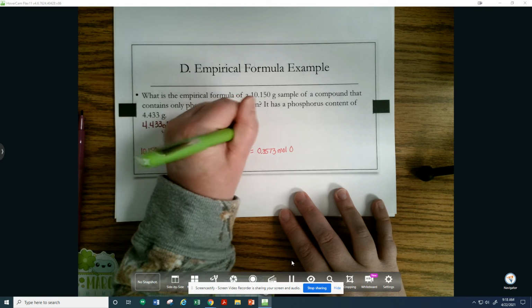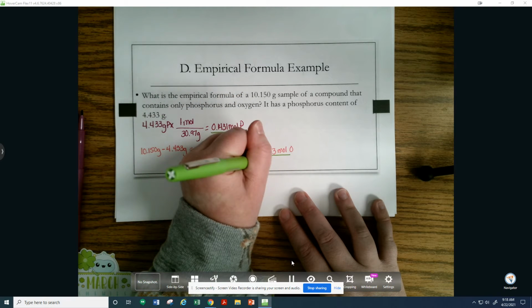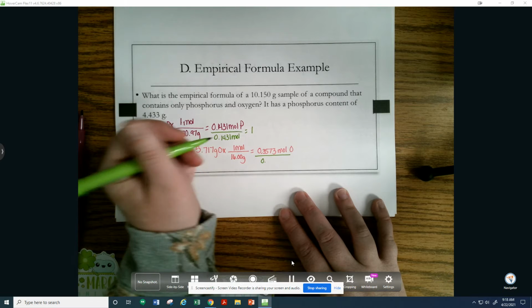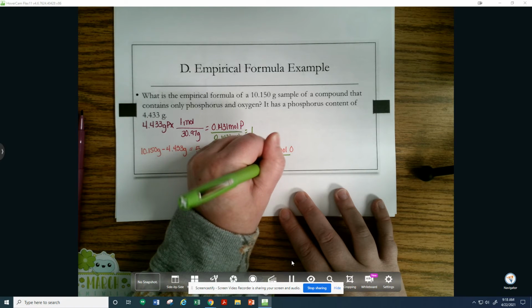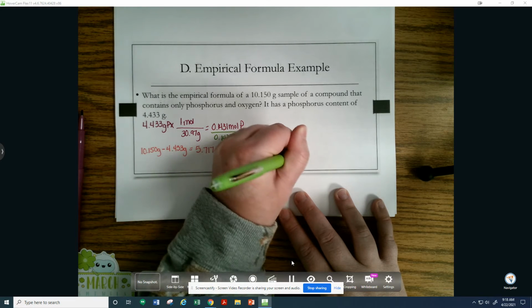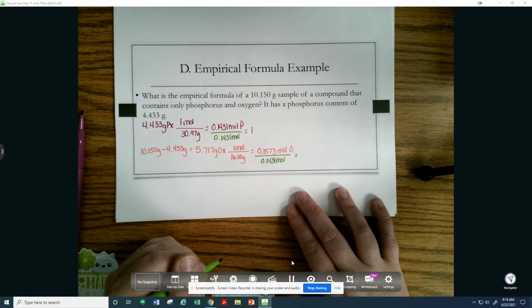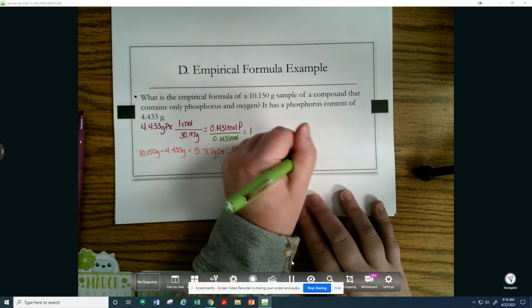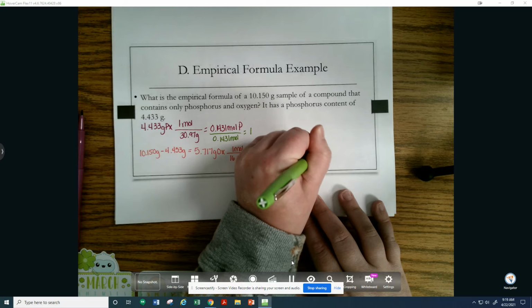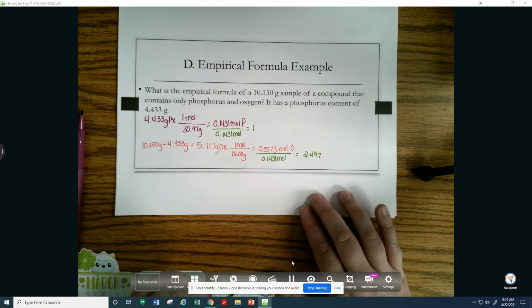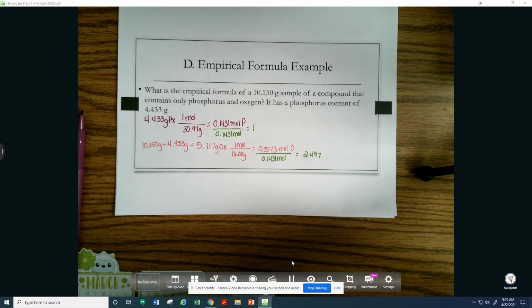So this again will always be 1. And we have 1431. So when we divide this out with the oxygen, the thing that's a little bit different is we get an answer of 2.497. Now, in the last one, we had an answer of 3.03, which was close enough to saying 3. However, we're basically at 2.5.